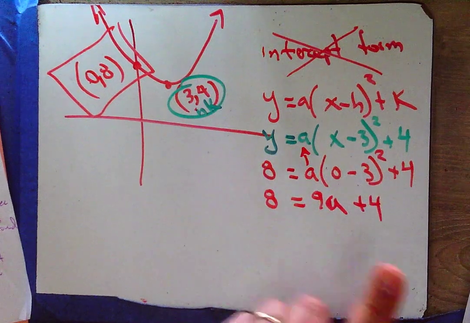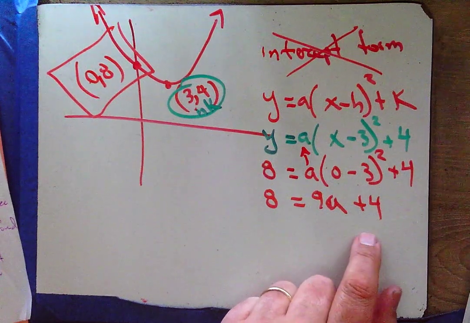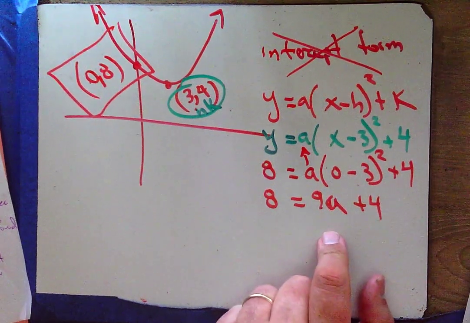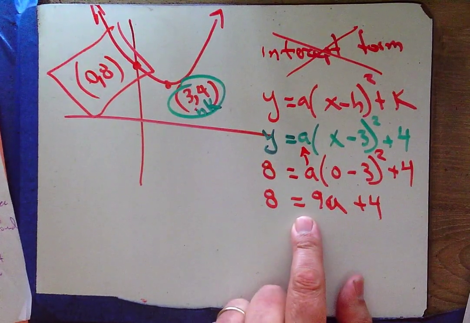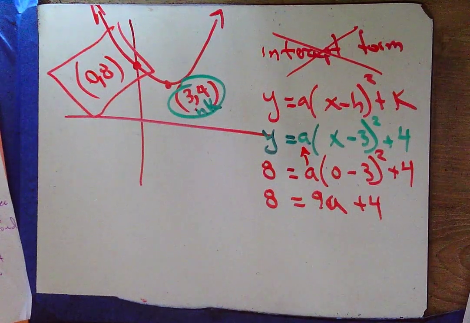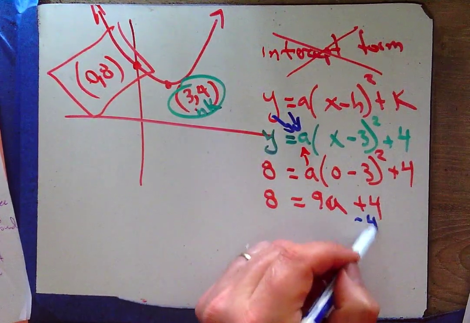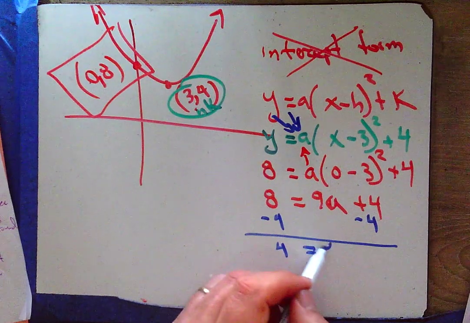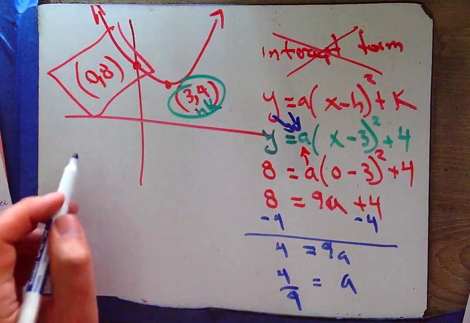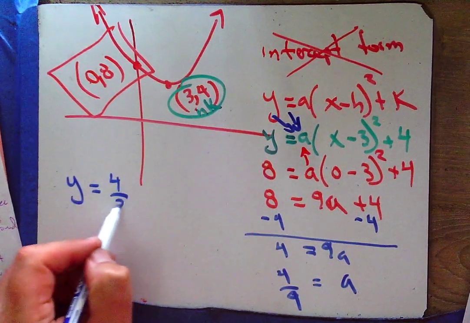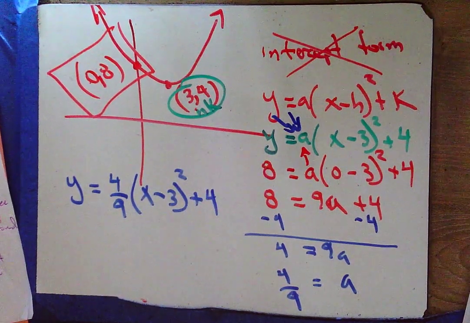9a plus 4. Hey, be careful over here. A lot of students turn this into 13a and then they get the answer wrong. Why can't this be 13a? Right, because that doesn't have an a. These are not like terms. I can't combine them. So what am I supposed to do? Well, remember, I'm solving for a. That's the thing I'm still looking for. So let's subtract 4 from both sides and then divide by 9. So a equals 4 ninths. So my equation, y equals 4 ninths, x minus 3 squared plus 4. Okie doke.